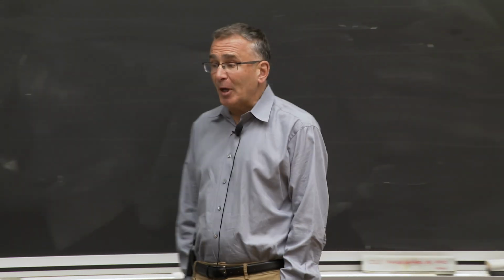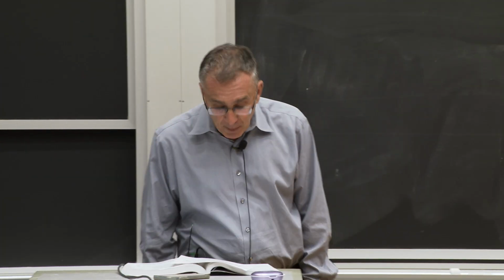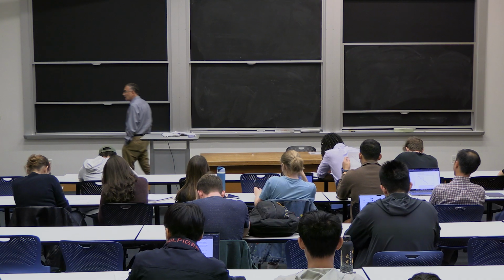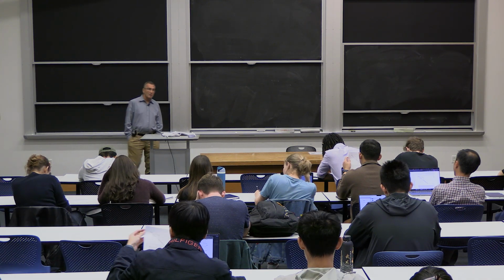So how does this change the budget constraint? Well, the new budget constraint, much like we saw with the grant example last time, is a flat segment that goes all the way to an amount E sub F, all the way out to point C, because you can get that much education for free without giving up any other private goods. At that point, you stop getting free public education, the budget constraint drops from C to D, and you return to the original private budget constraint. So the new budget constraint goes G2, C, D, B. Okay, that's the new budget constraint. Questions about that?